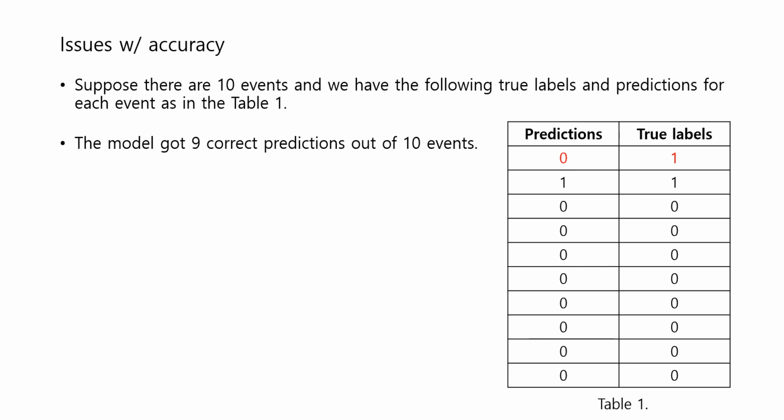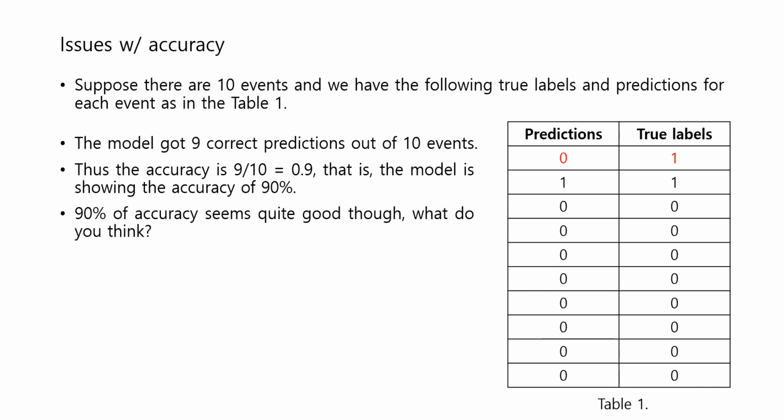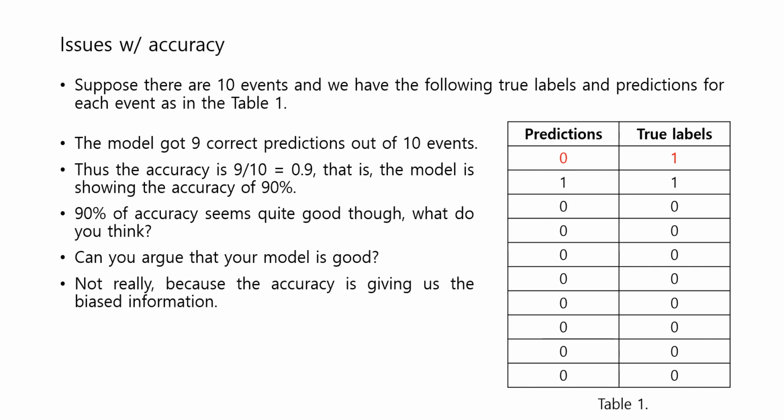So in this table, you got prediction 0 and true label 1, 1 wrong answer, and the rest of them all correct. So the accuracy is 9 out of 10, which is 0.9. That is, the model is showing an accuracy of 90%. 90% accuracy seems quite good though. What do you think? Can you argue that your model is good? Not really, because the accuracy is giving us biased information.